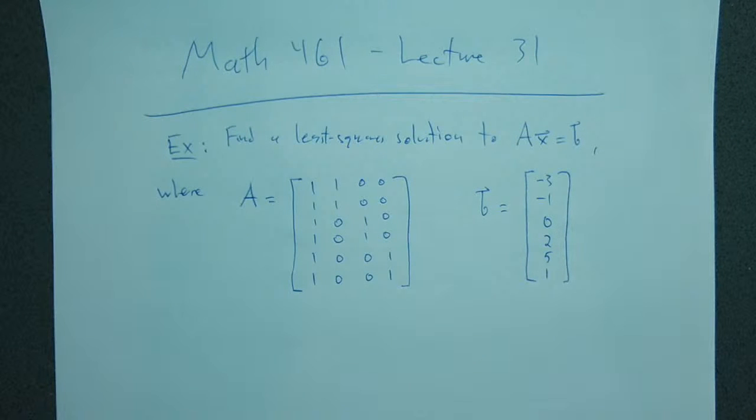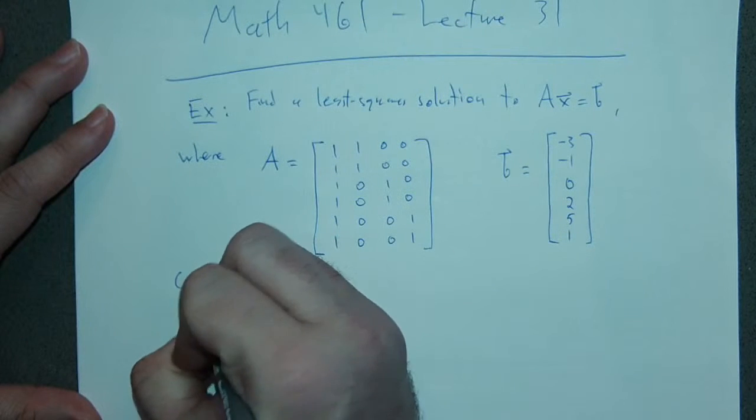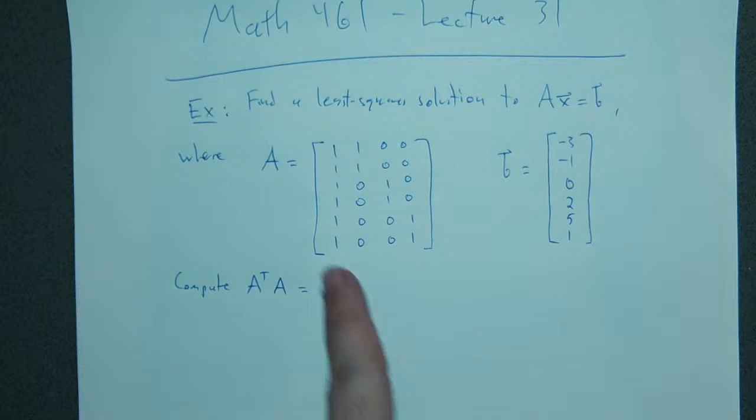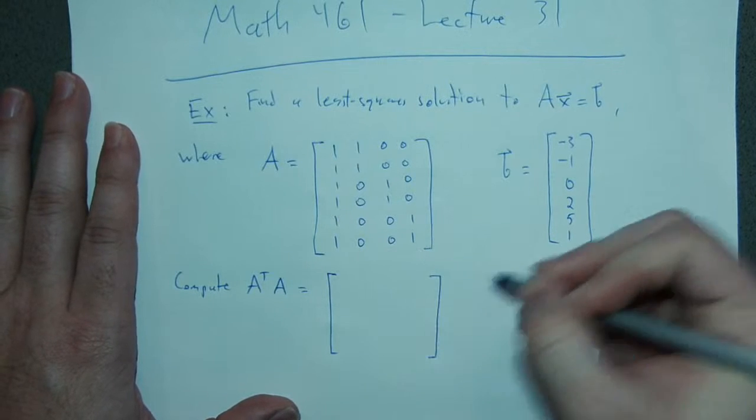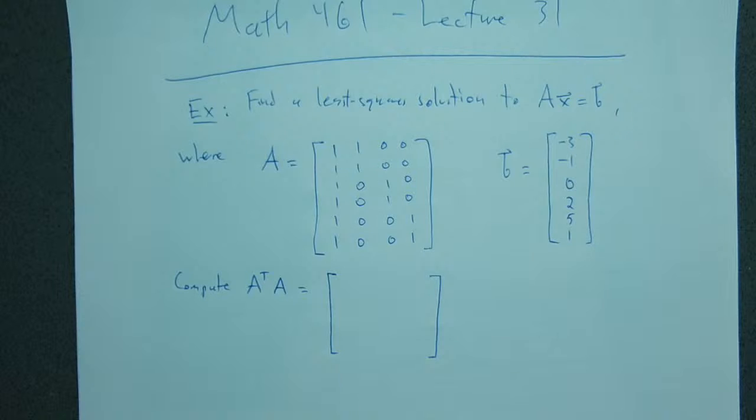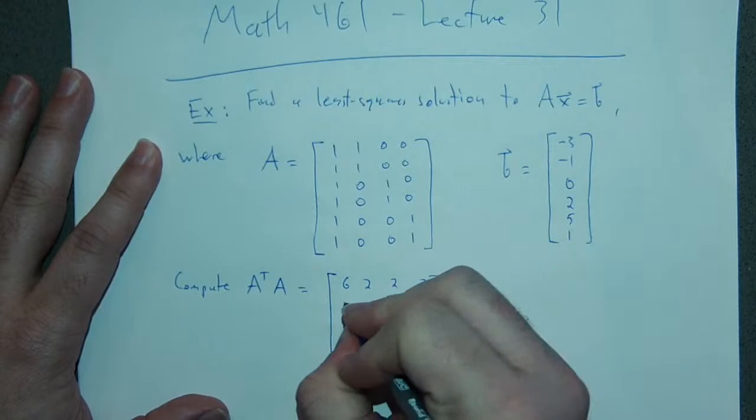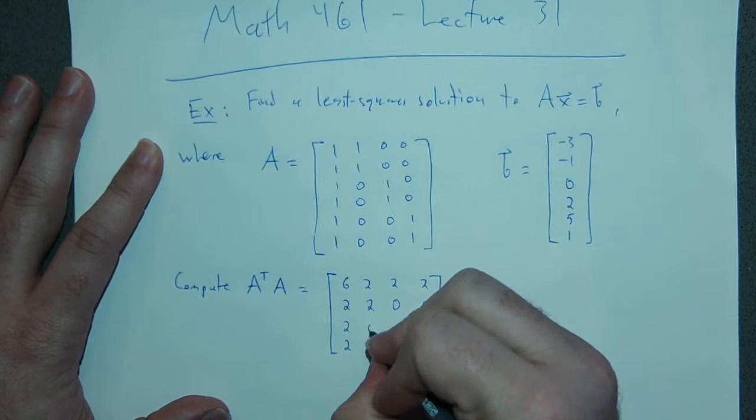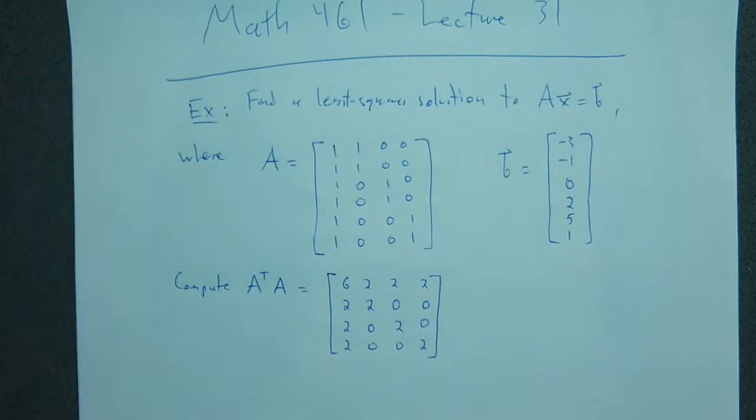So what do we compute? We would compute A^T A. I'm not actually going to write that all out because that's a really big matrix. I'm just going to write out what I get. It turns out the first column of A^T A is 6, 2, 2, 2, and then it fills out in the following way. So there's my A^T A.